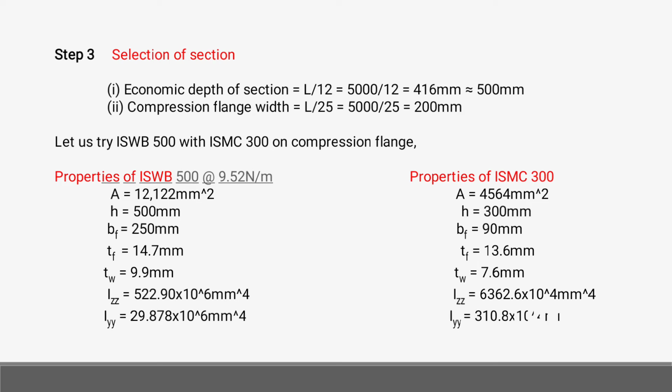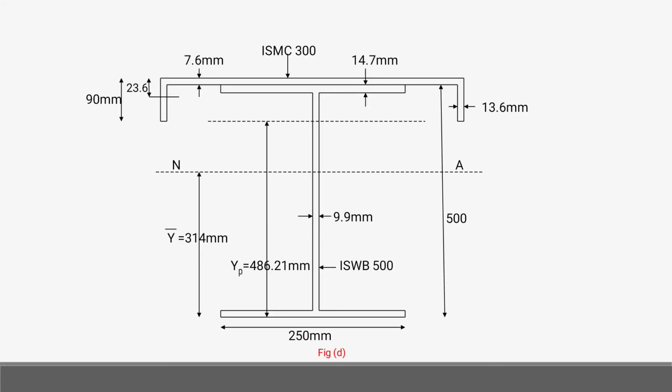Then IYY is equal to 29.878 into 10 power 6 mm power 4. So IYY is equal to 310.8 into 10 power 4 mm power 4. So CYY is equal to 23.6 mm. So this is our I section. So mark all the values: flange values, web values, YP values, Y values, then width of the values.